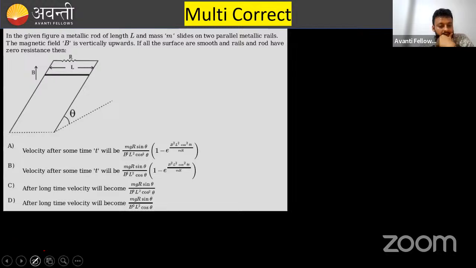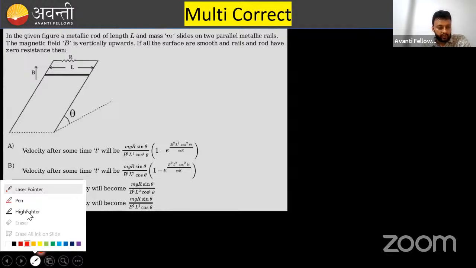Okay. In the given figure, a metallic rod of length L and mass M slides on two parallel metallic rails. This is a very common thing. The magnetic field B is vertically upward. If all surfaces are smooth and the rails and rod have zero resistance, then we have to find the velocity after time t, and the velocity after a long time. That means two things we have to calculate: one, the velocity at time t, another, the velocity after a long time.